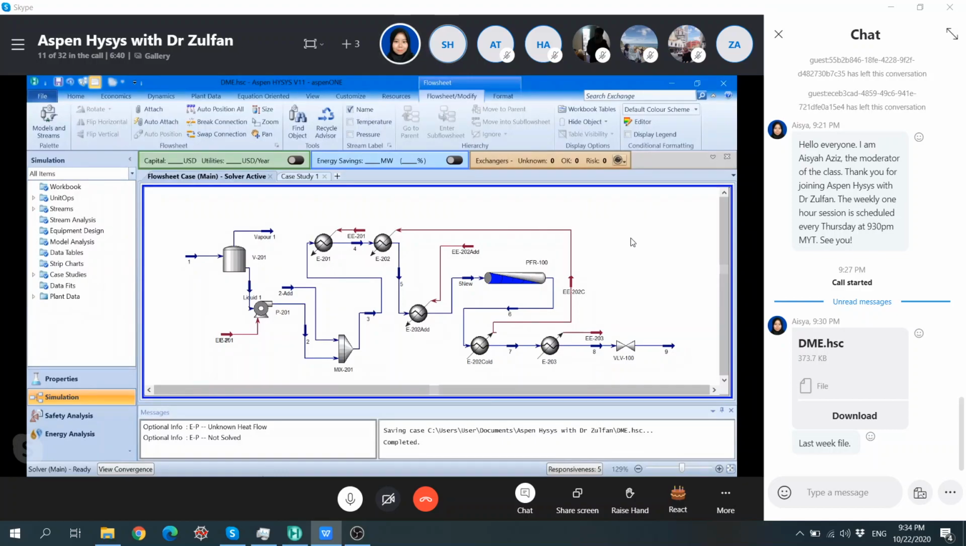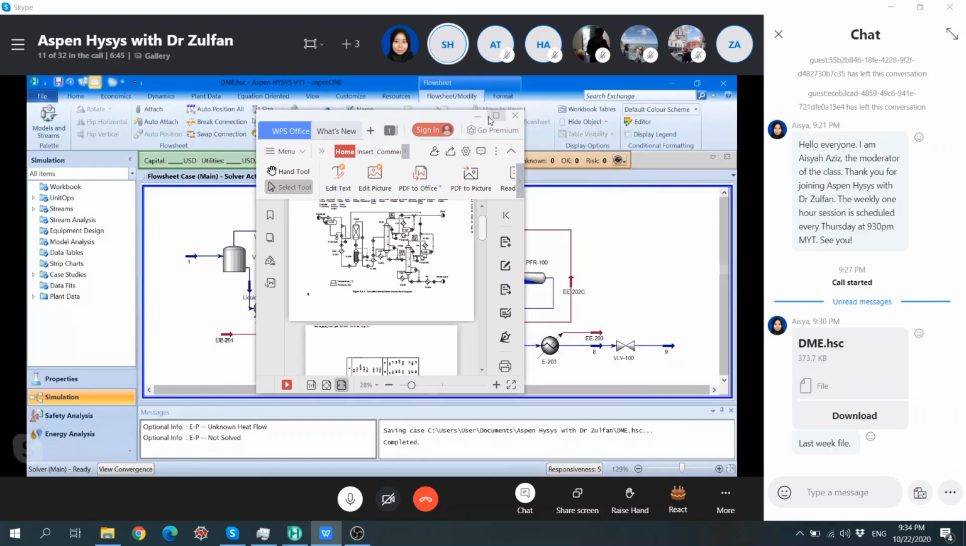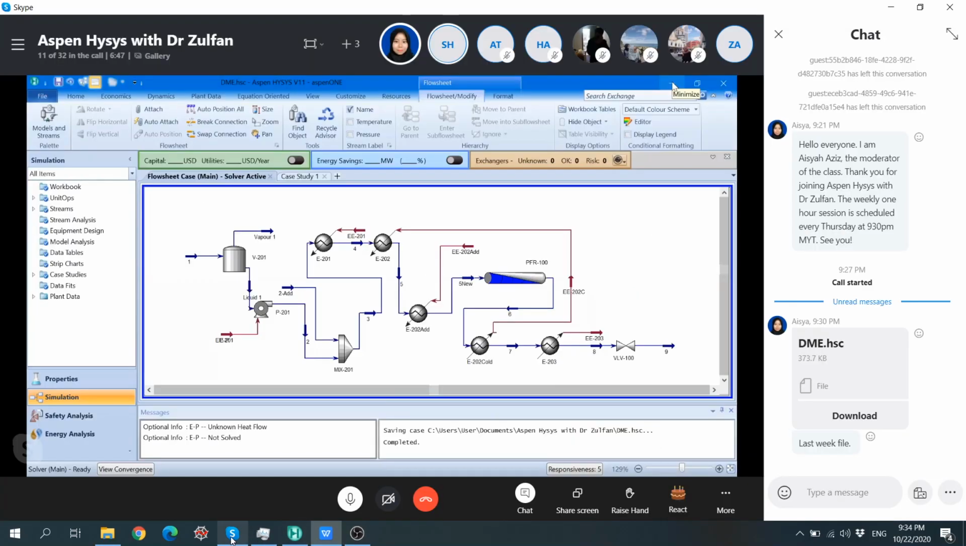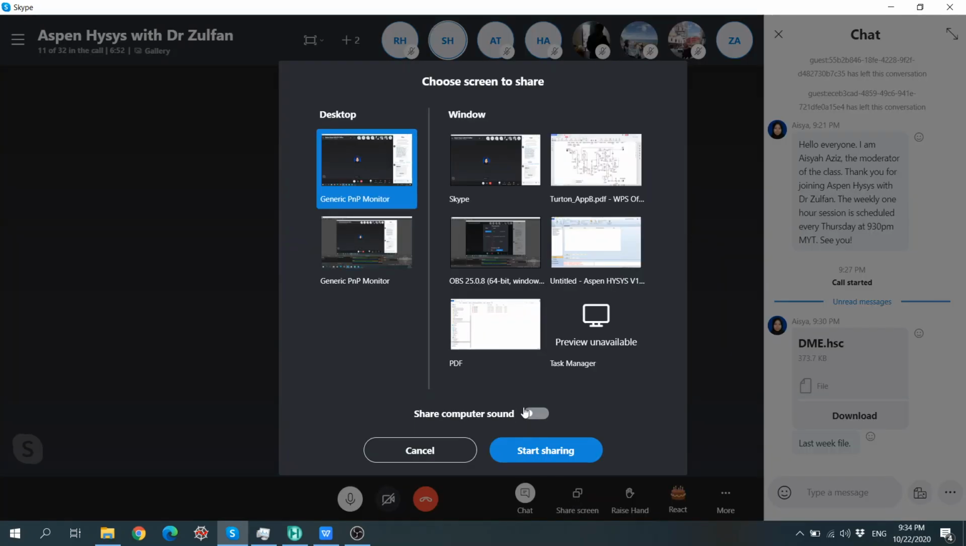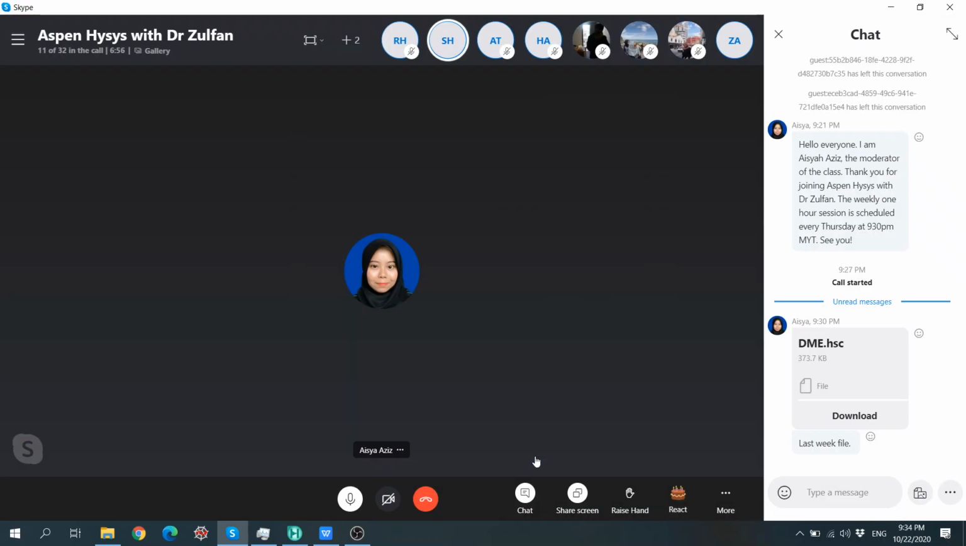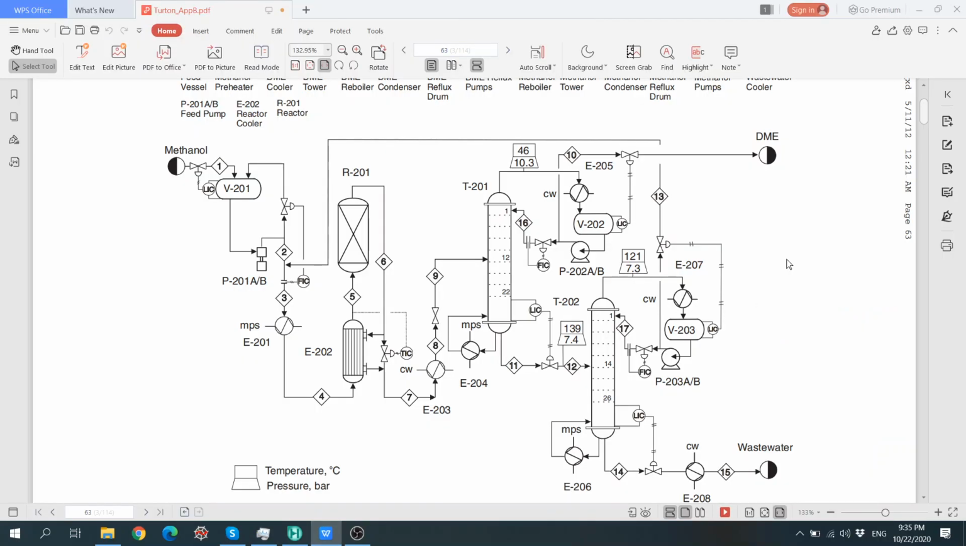So before we go into that, I will just share my screen so that we can see how we should model this. Share screen. Start sharing. Do you see anything? Yes. Okay. Sorry.